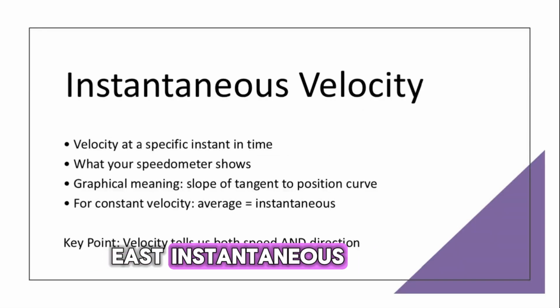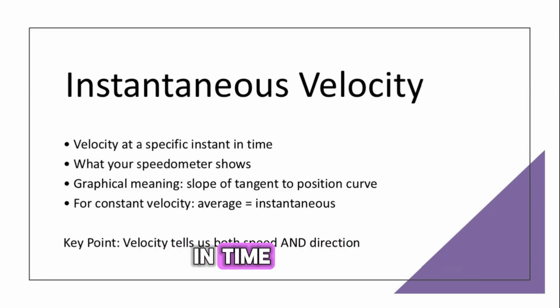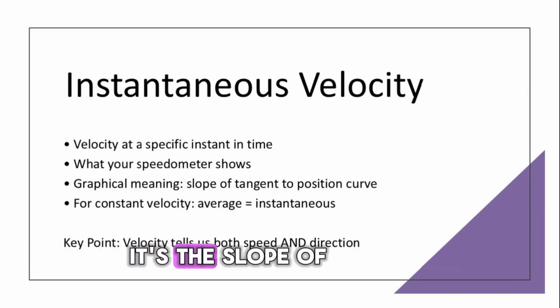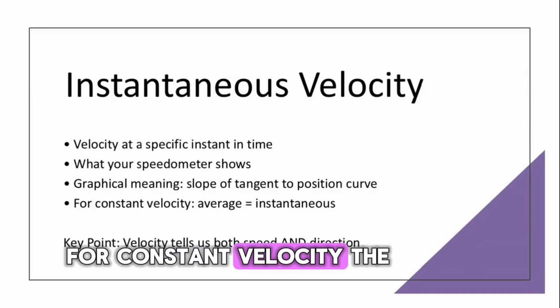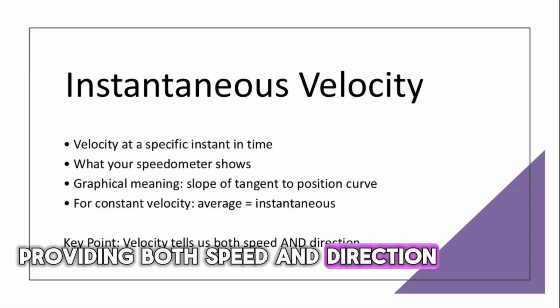Instantaneous velocity is the velocity at a specific instant in time, like what your speedometer shows. Graphically, it's the slope of the tangent to the position curve. For constant velocity, the average equals instantaneous, providing both speed and direction.